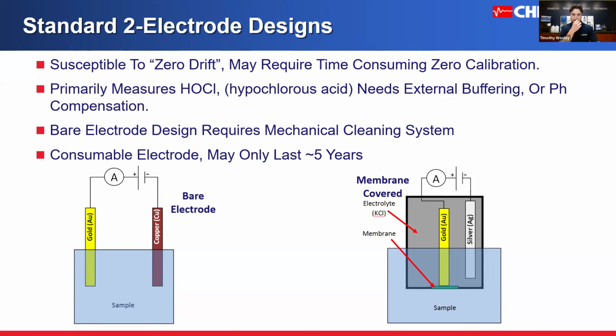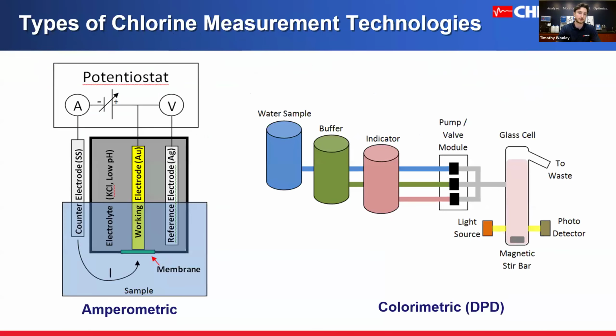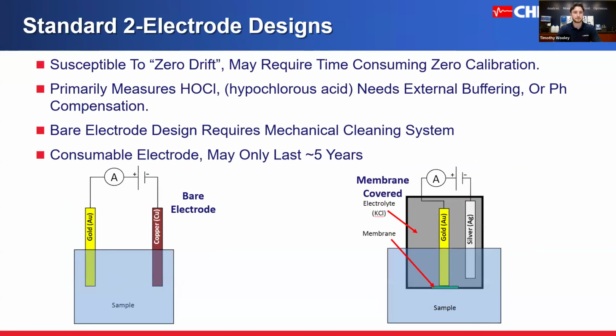Some advantages and disadvantages of this: it does do online continuous measurement, but it is susceptible to zero drift, which is a change in the zero reading of the analyzer that is apparent when the sample is completely free of chlorine. So sometimes it can over- or under-detect the chlorine in the water when it should be reading zero. Some of the competition does still use this particular design. In applications where there is constant chlorine, you might not encounter this, although the addition of the reference electrode that we have in the 3-electrode design all but eliminates that zero drift.